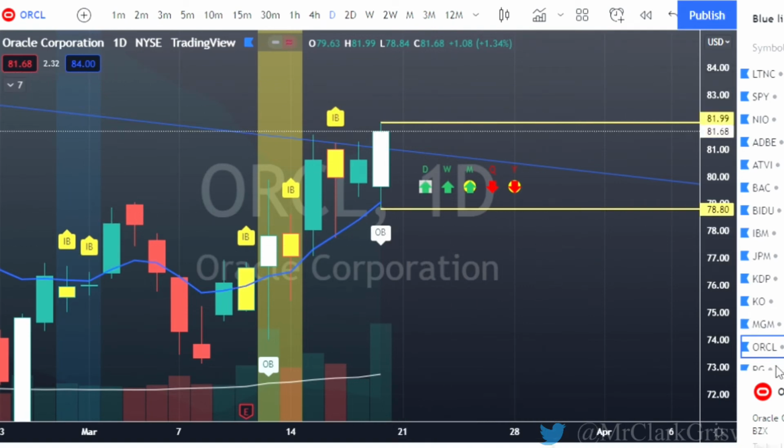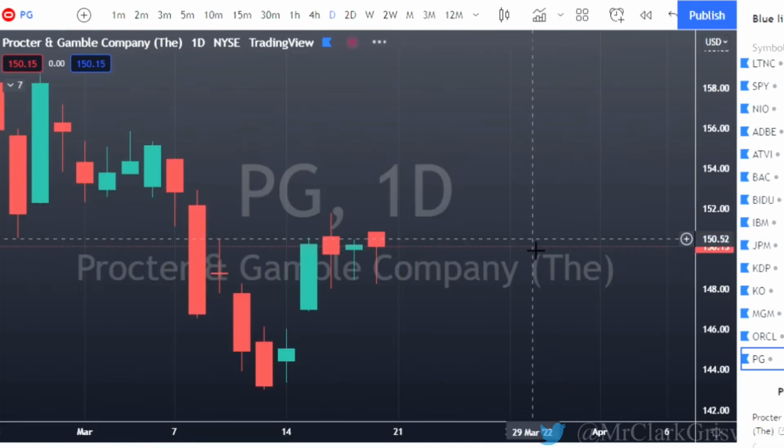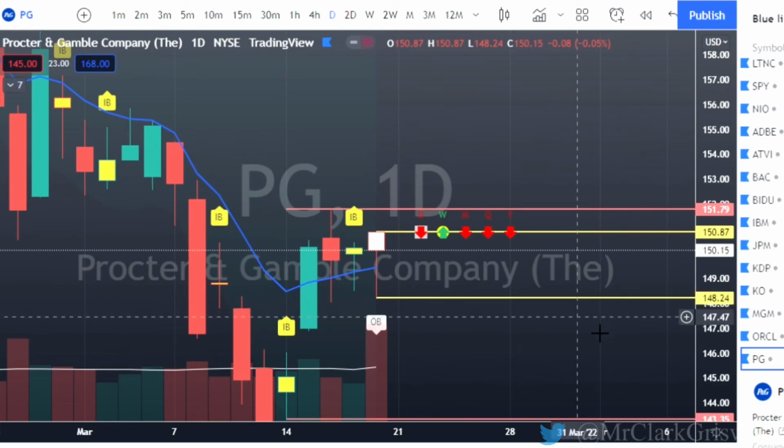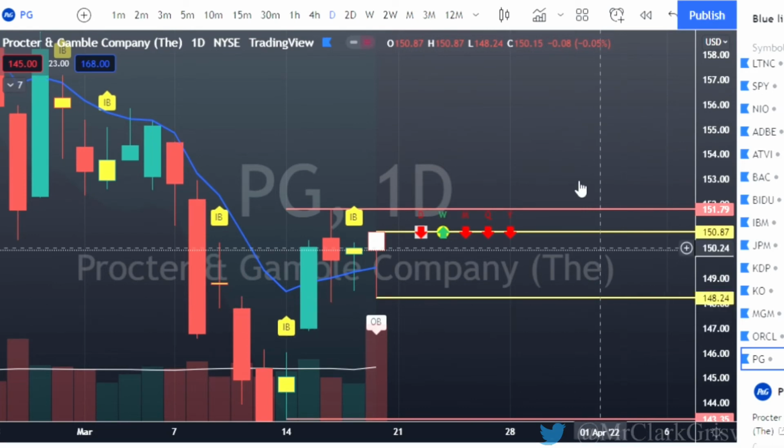Procter & Gamble, ticker symbol PG, has an outside bar, so we can take calls at 150.87, puts at 148.24. We also have a trigger on the weekly right here at our first target. Coincidence? I think not.